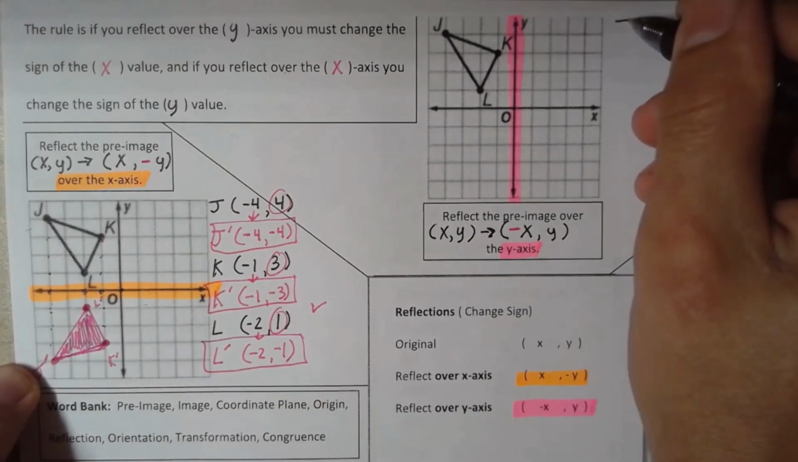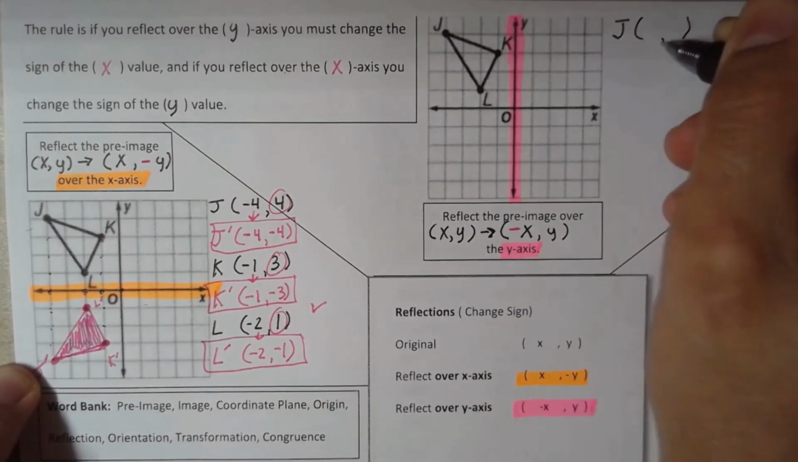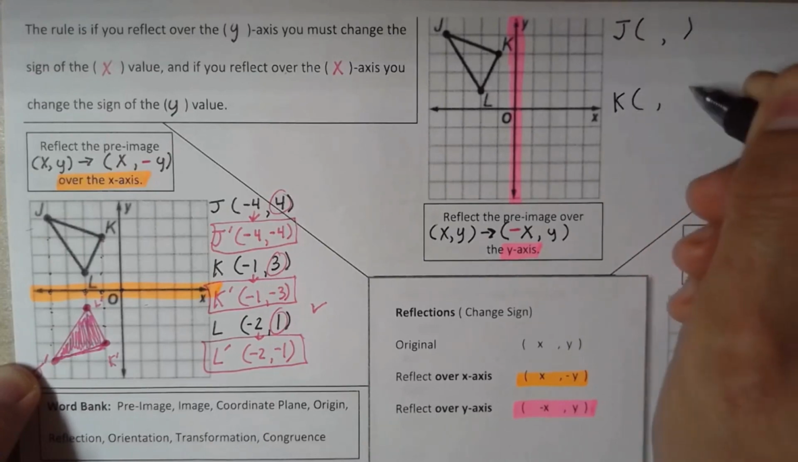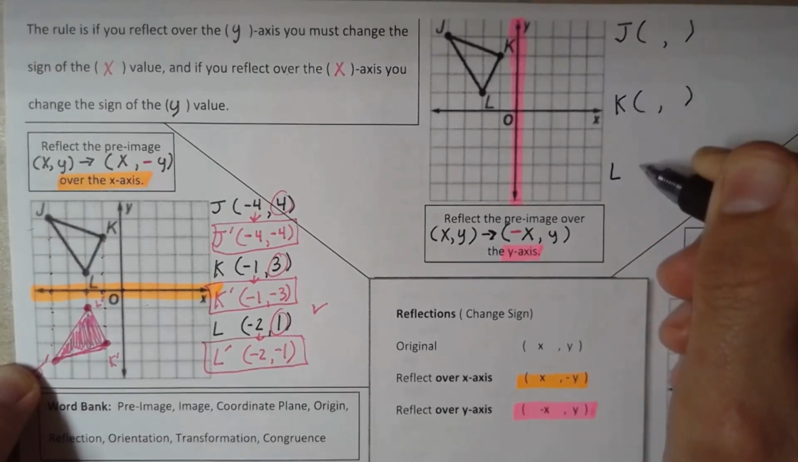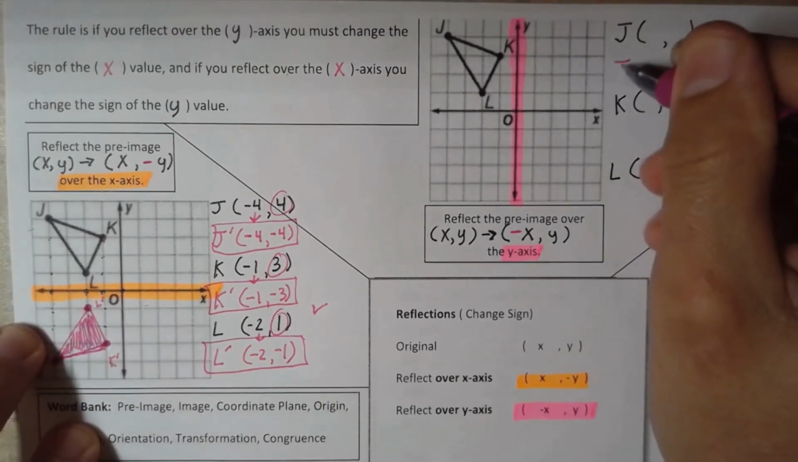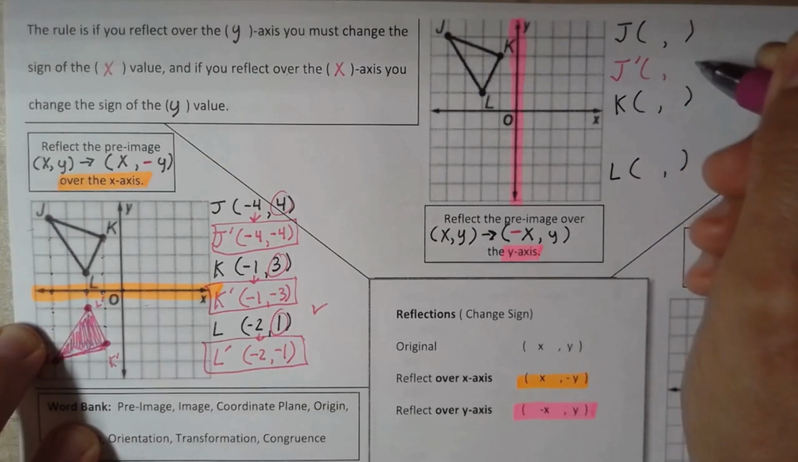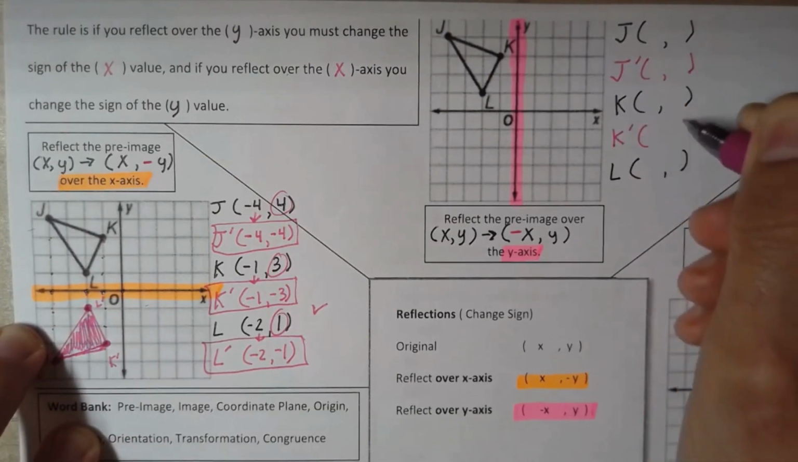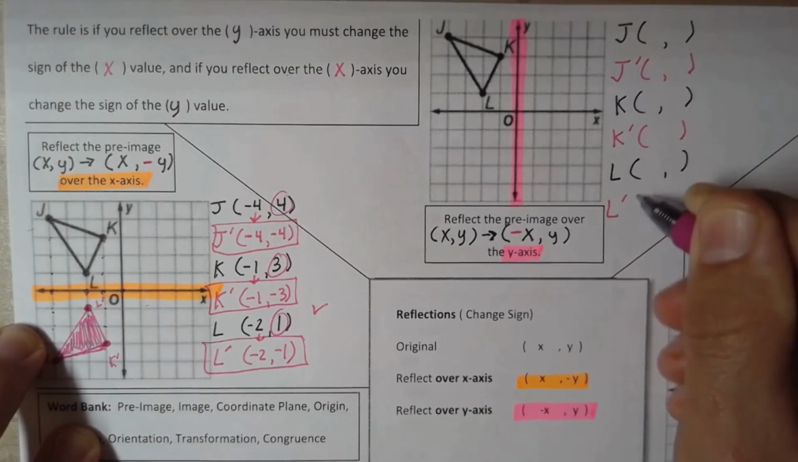So let's write our ordered pairs. We're going to start with J, and then after J, we're going to have K, and then we're going to have L. We have to write our new ones, right, which is going to be J prime, K prime, and L prime.